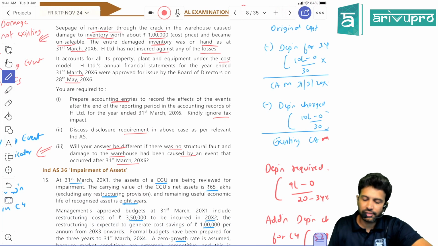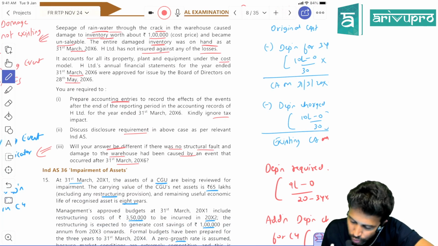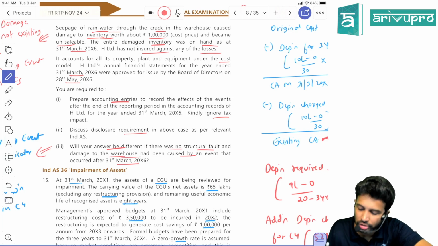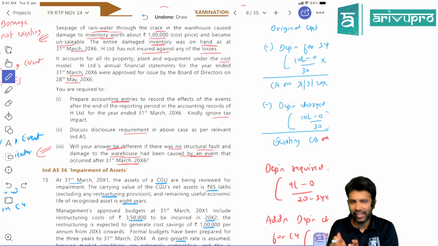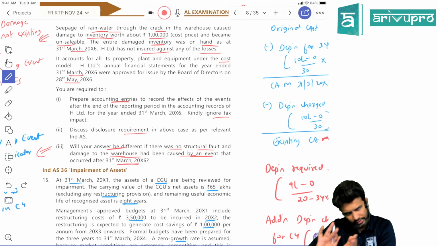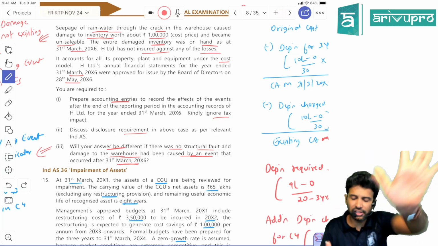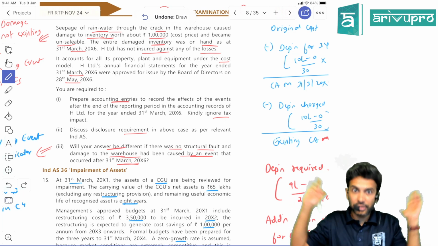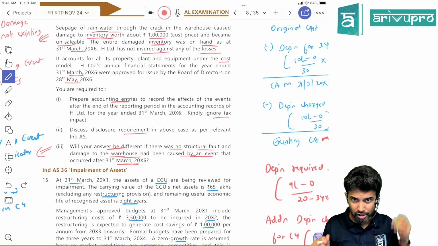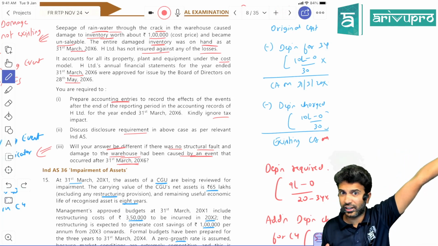Next scenario, they're asking, what will your answer be if there was no structural fault and the damage to the warehouse had been caused by an event that occurred after 31st March 2006? Now they are saying the warehouse got damaged not on 31st March, but after 31st March, and not due to a structural fault. Maybe due to heavy rainfall, because of which the building got damaged. Or due to fire, flood, or earthquake, it has got damaged.